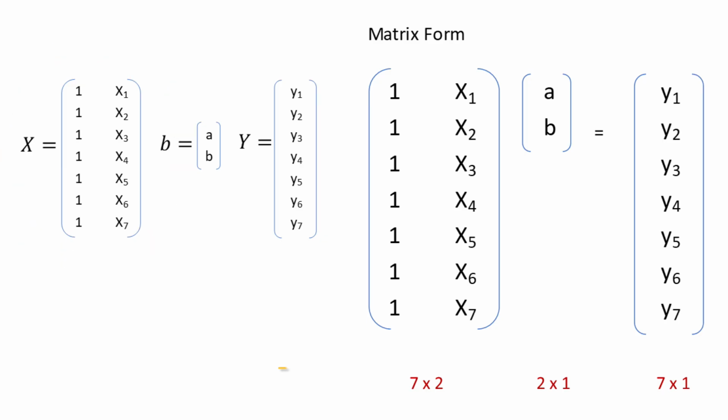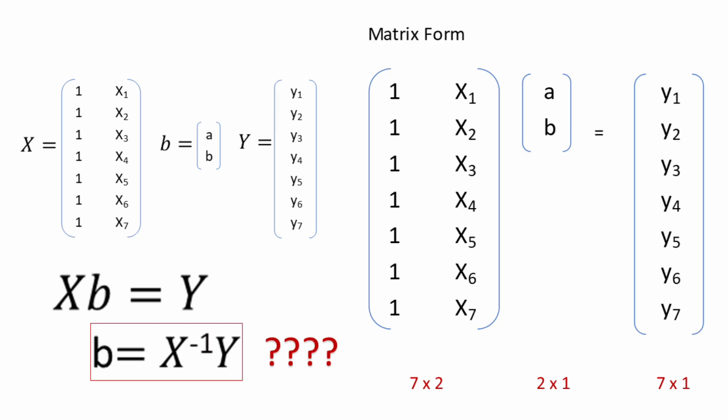In this case, x will be 7 by 2, b will be 2 by 1, and y will be 7 by 1. So mind the order of the matrices so that you can keep track of whether you can do the actual matrix multiplication or not. Rewriting that, we have x times b equals the y matrix. So the question is, from our lesson in the previous matrix course, what we did was try to get the inverse so that we can move it to the other side.